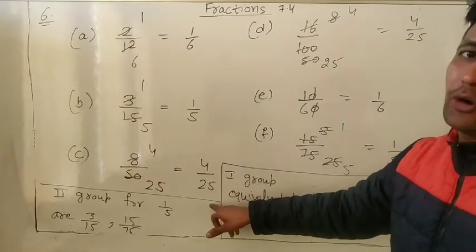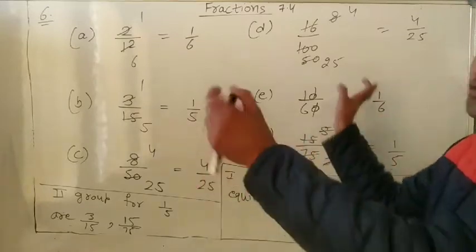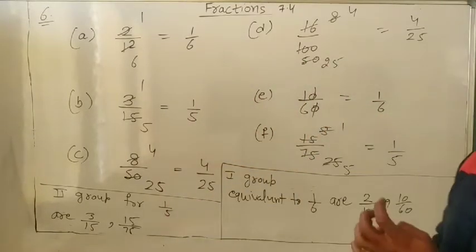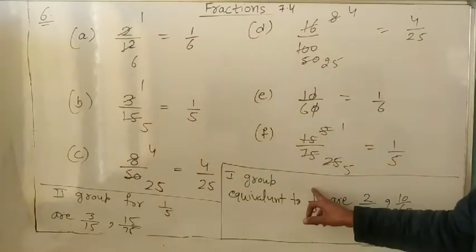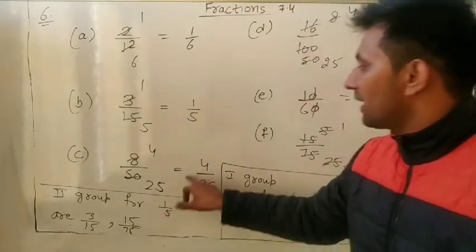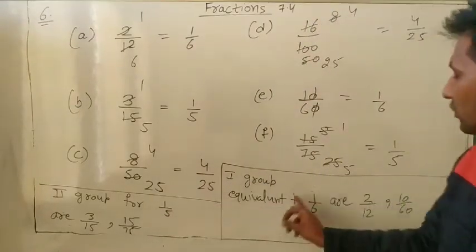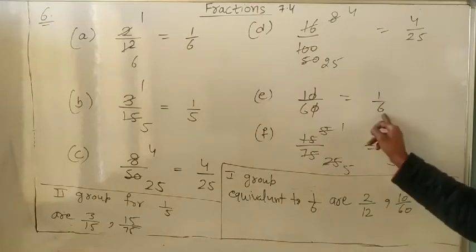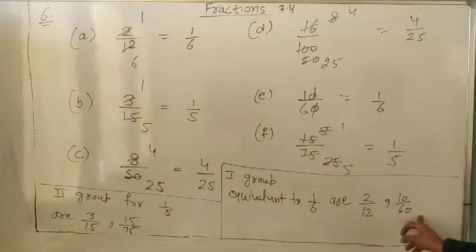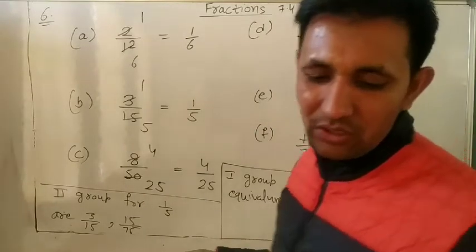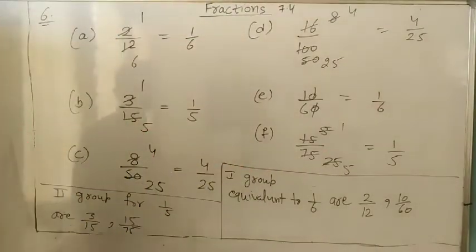So, in the same way, you will solve all the fractions, and the three groups become: first is 1 by 6, then 1 by 5 and 4 upon 25. We will write them together. I think it is very easy. Next is question number 7.